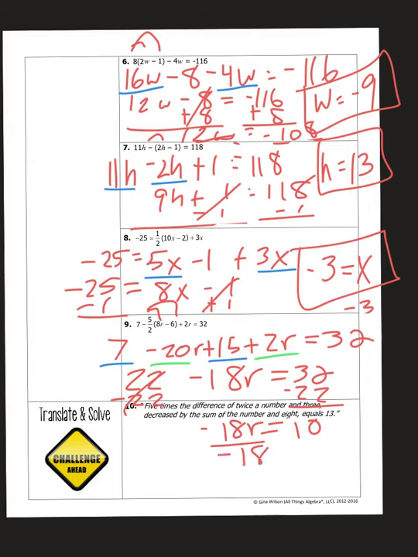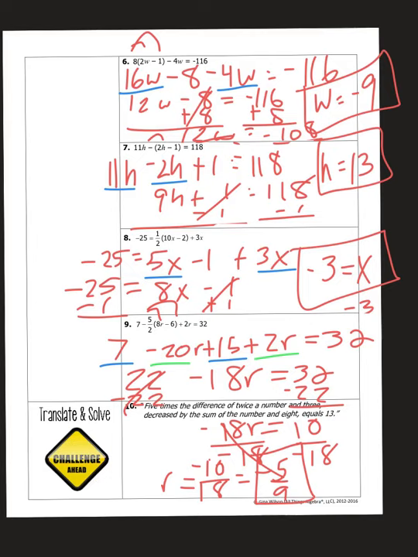Divide by -18. And r equals -10/18. Whenever you have a fraction that's negative, always put the negative in the numerator. And this simplifies. Divide both by 2. That's -5/9. And that is your answer. Okay.